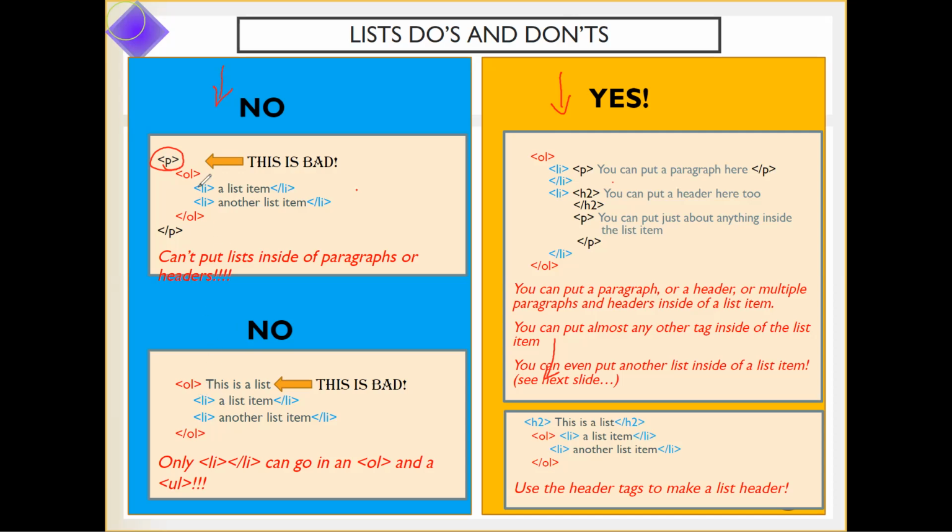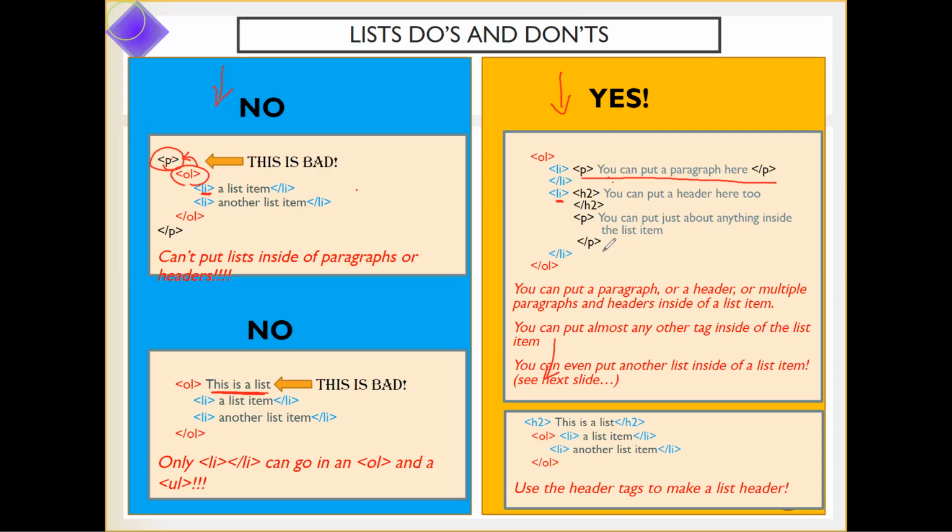Okay, now, this is an ordered list, right? And then we are also not allowed to put the header inside an ordered list in this way, but we are allowed to do it this way. If you want to put a paragraph, you can put the paragraph tags inside the list here, but not the opposite. You cannot put the ordered list inside the paragraph. The opposite can be done. And you're also allowed to put a header inside one of your list points.